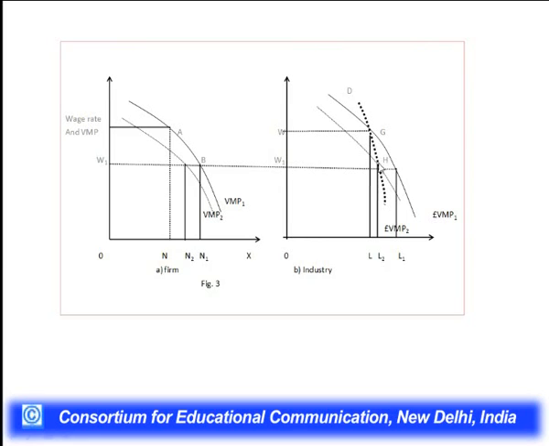By joining GH, we get the demand curve for labor for the industry as a whole, and it is clear from the figure that this demand curve is less elastic as compared to VMP1 and VMP2. So this shows how the demand curve is derived for the industry as a whole.